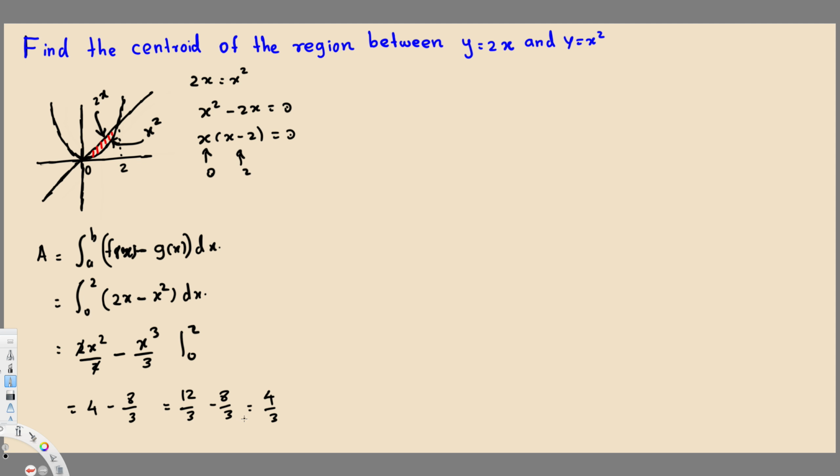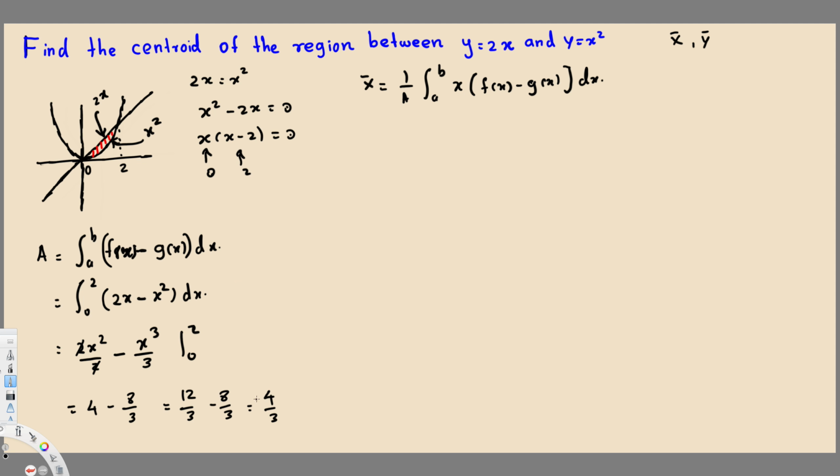Now our main thing is we have to find x bar and y bar. That's the main question, that's the centroid, right? Since we have the area, we can use it to find the centroids. To find x bar, we have the equation x bar = 1/A times the integral from a to b of x times (f(x) - g(x)) dx. Right here f(x) is the top graph and g(x) is the bottom graph, and that's it.